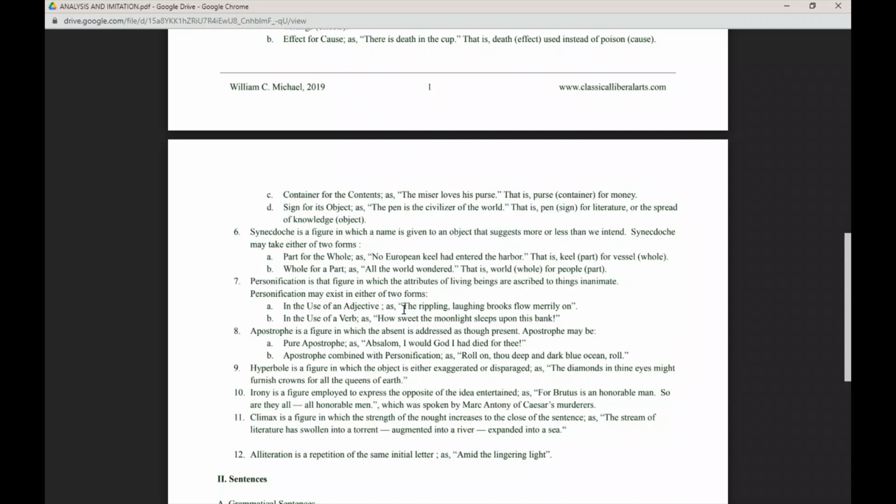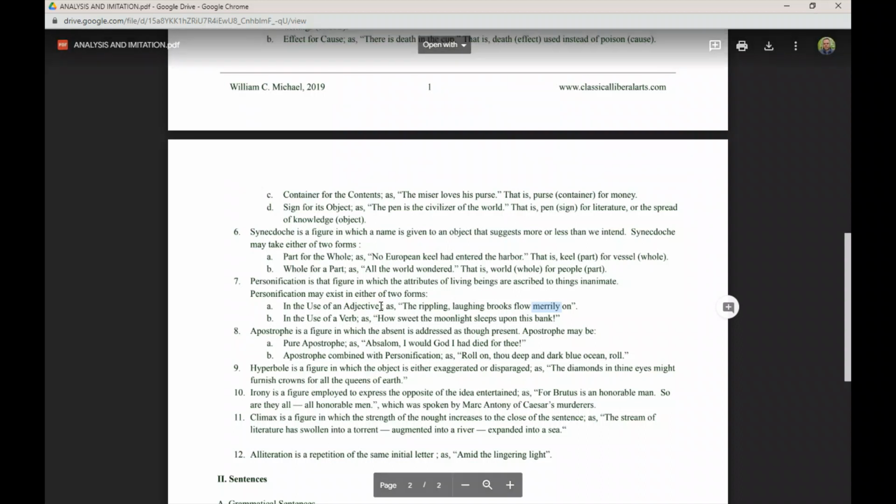In the use of an adjective, we have the example, the rippling, laughing brooks flow merrily on. And we see this use of laughing and merrily to refer to the running of water. Water cannot laugh. In fact, laughing is a peculiarity of man. Water cannot laugh, and water cannot be merry, but it can have the appearance of laughing and moving merrily. This is an example of personification.